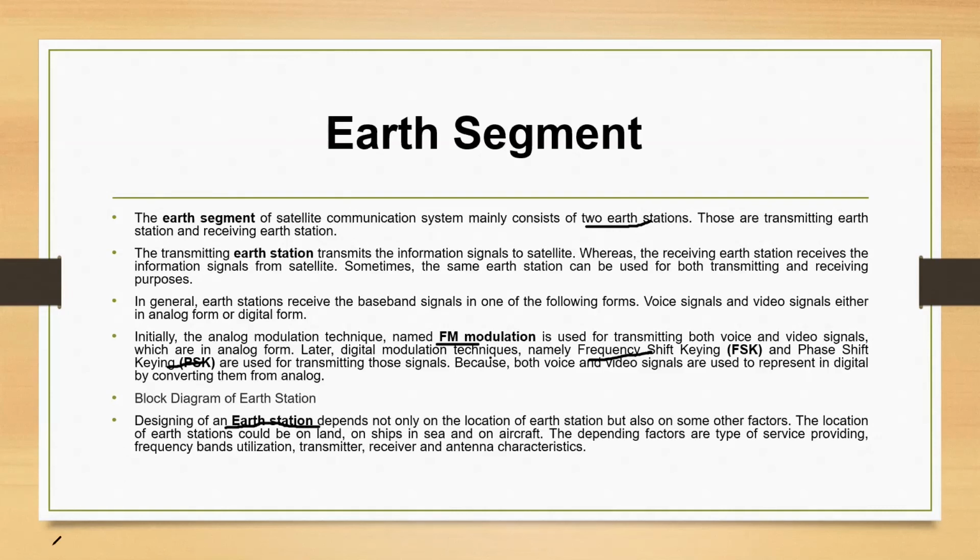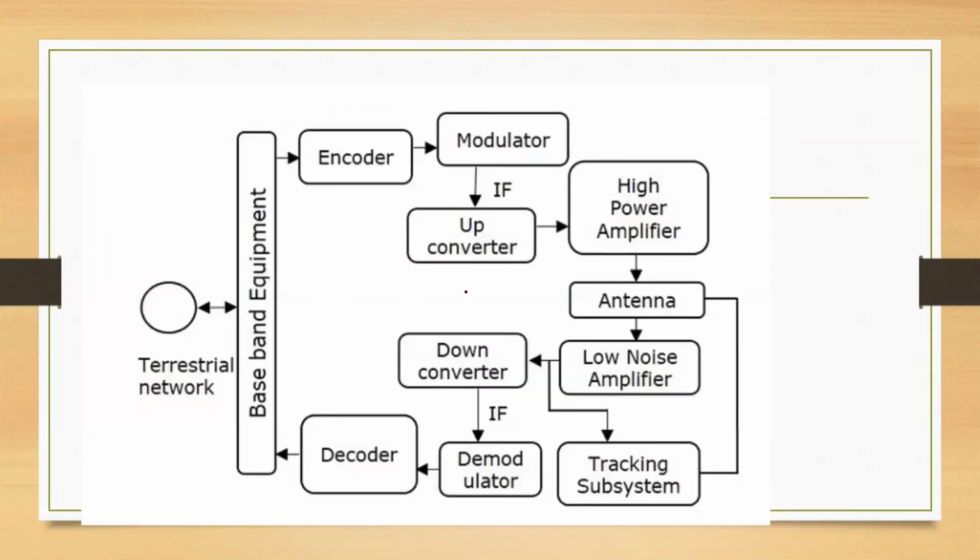So let us see a block diagram of an earth station. This is an earth station of both transmit and receive type. This is a terrestrial network. Say the signal is being received. You have a baseband signal, say multiple, and a multiplexer or combiner. You encode the signal, then modulate and up convert. The baseband signal is up converted to the frequency for transmission. Then you have a high power amplifier and antenna through which you transmit the signal to the satellite.